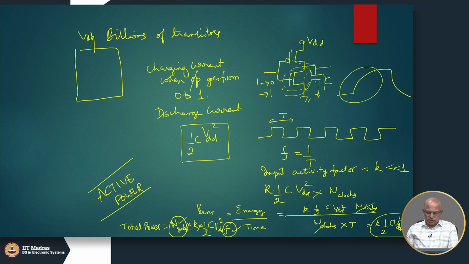So people design the circuits in such a way that at any point of time, this k is very small. That is, the number of gates that switch is very small. That is how it is done.